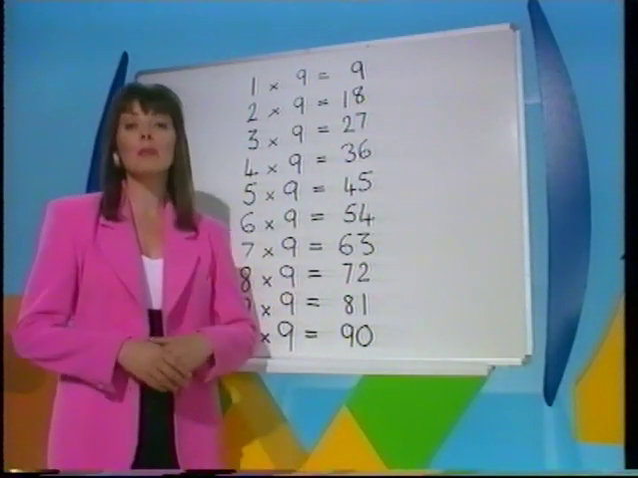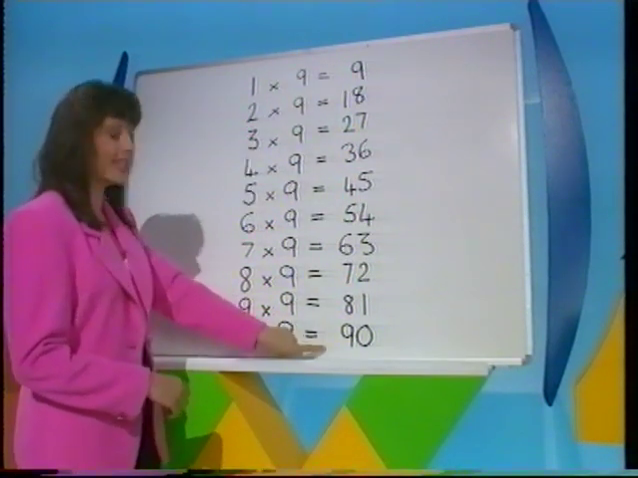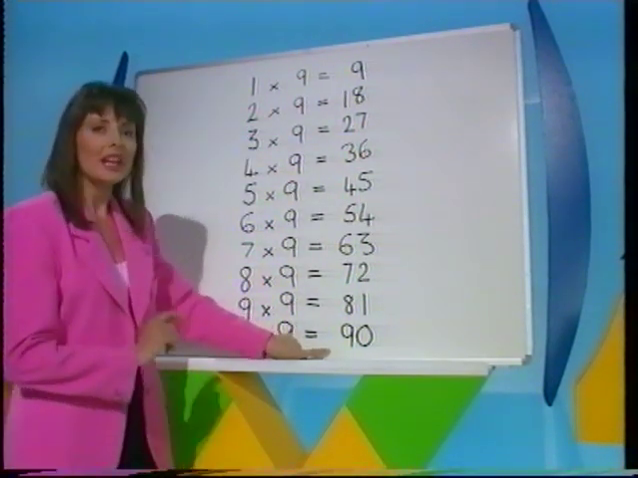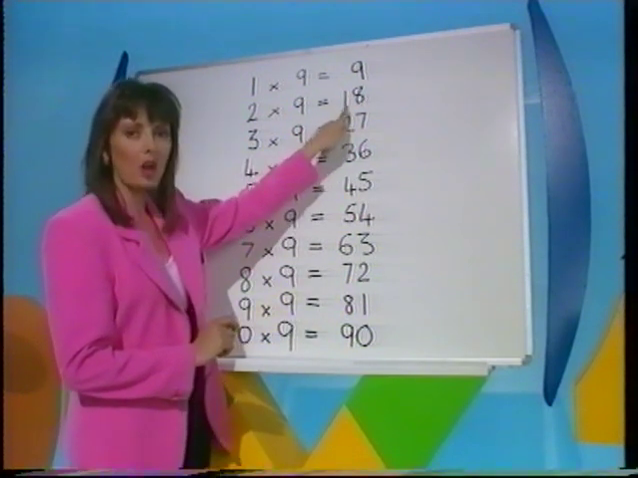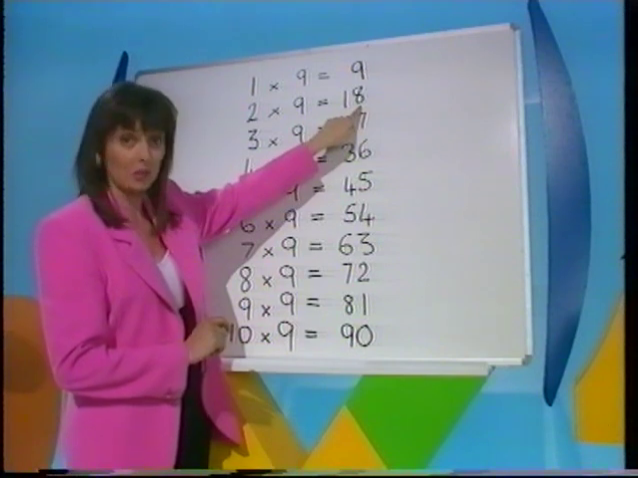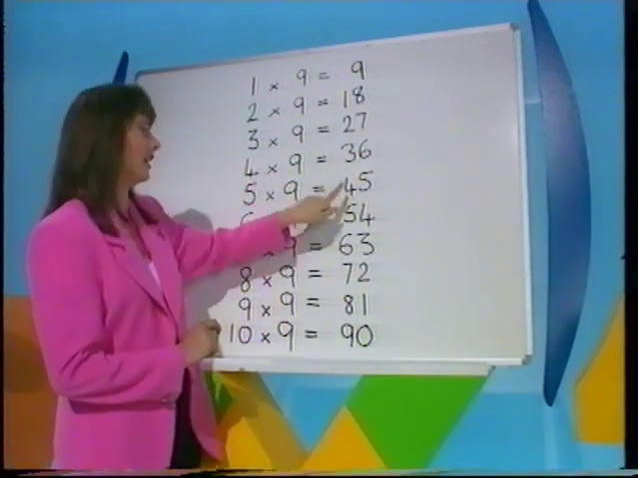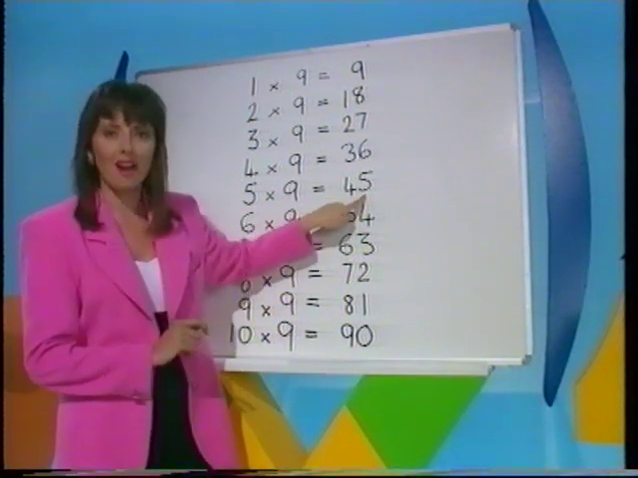How about this for a couple of ways to remember your 9s? Look at the answers up to 10 times 9. Now, if you add up the figures in both columns, they always come to 9. Look at this. 1 and 8, that equals 9. 2 and 7 is 9. 3 and 6 is 9. 4 plus 5 is 9.